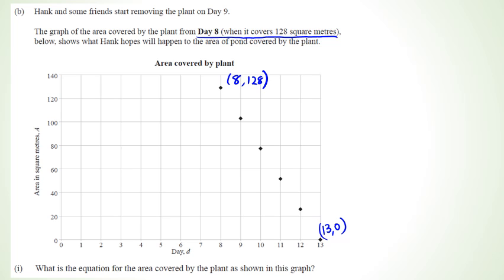Okay, so those are your 2 points. And once you have these 2 points, you can put them in a graphics calculator and it's going to give you an equation. Now, let's say you don't have a graphics calculator and you want to try and figure out this equation.